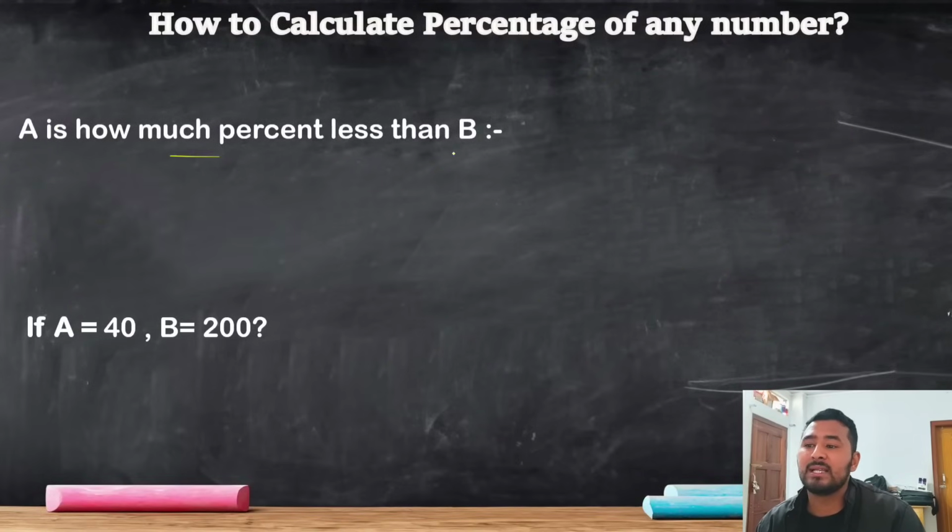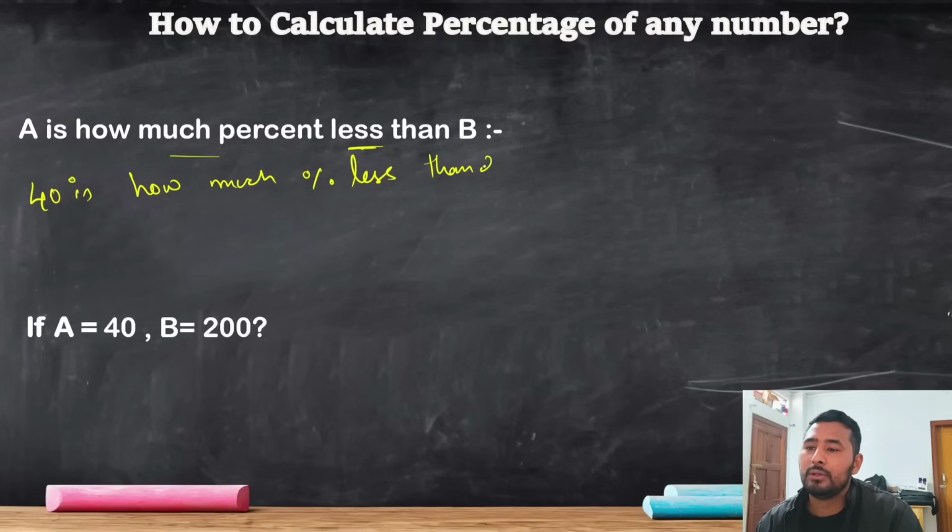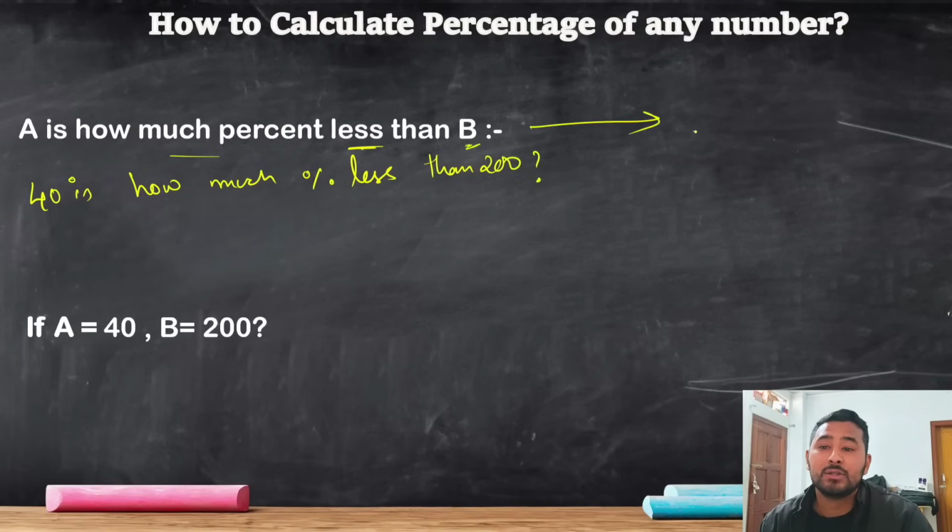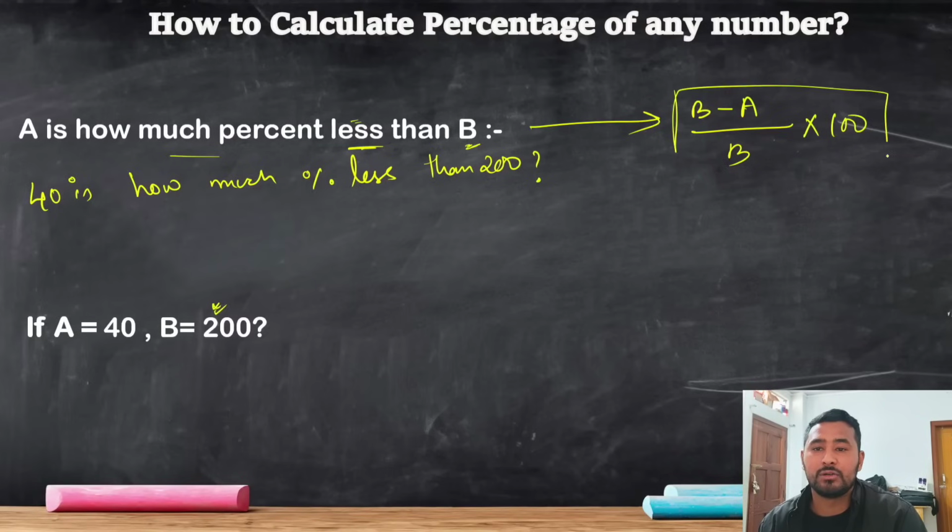A is how much percent less than B? This question I can give: 40 is how much percent less than 200? So how will we do? Now it is comparing with B, right? So our B will come in the denominator. A will come up, but like I said, it is a question of less and more, so you should always subtract in the numerator, bigger number minus smaller one. So here in our case, B minus A, again multiply by 100 to get the percentage. Remember this one, okay?